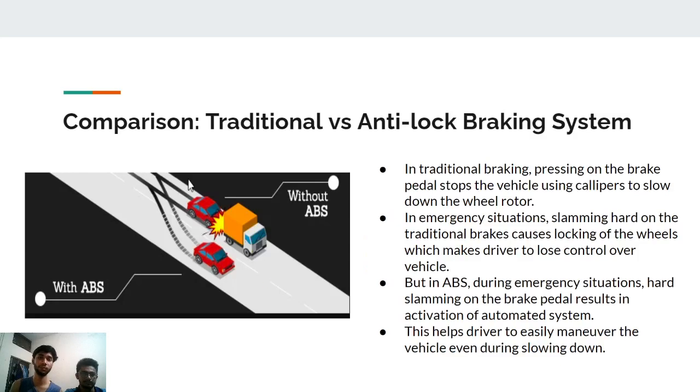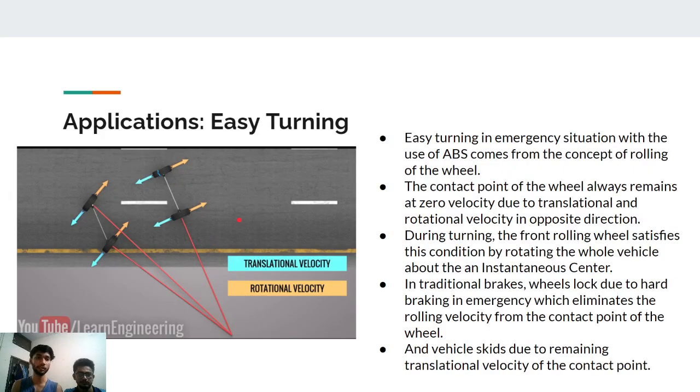Next is the comparison between traditional and anti-lock braking system. In traditional braking, pressing on the brake pedal stops the vehicle using calipers to slow down the wheel rotor. But in emergency situations, slamming hard on the brakes, traditional brakes cause locking of the wheels, which makes the driver lose control over the vehicle. But in ABS, during an emergency situation, hard slamming on the brake pedal results in activation of an automated system. This helps the driver to easily maneuver the vehicle even during the slowing down, which is the case in the diagram as shown. So now we will discuss the applications.